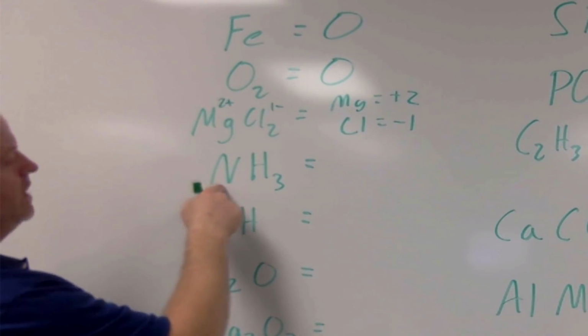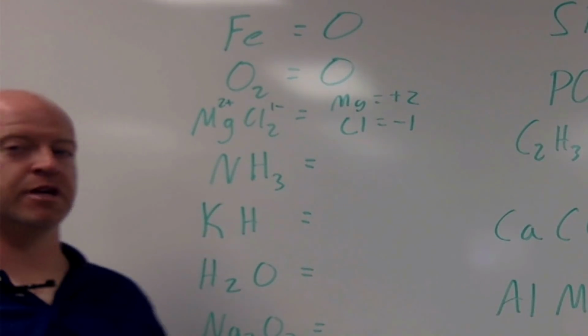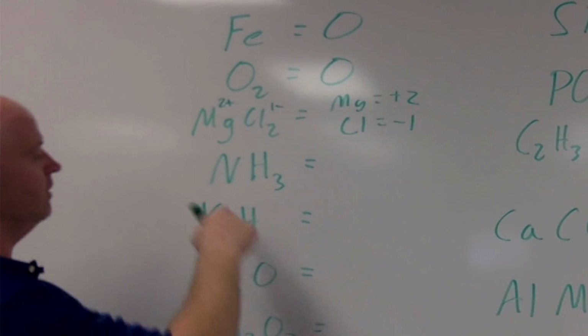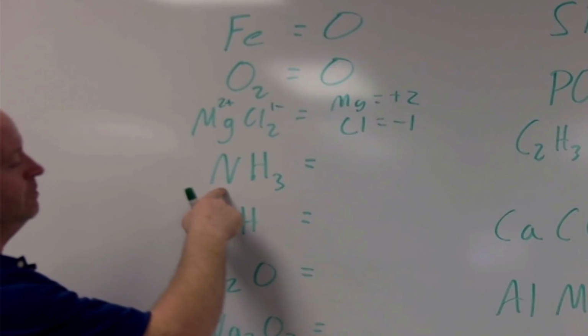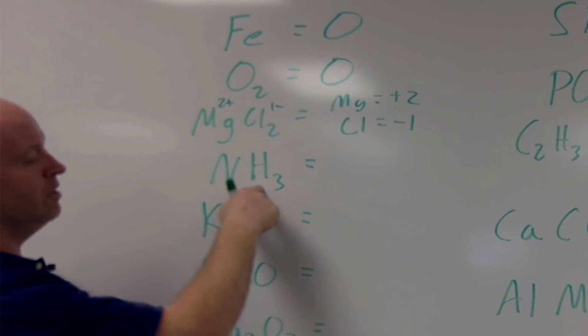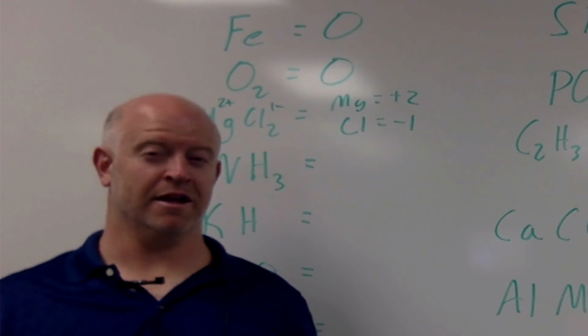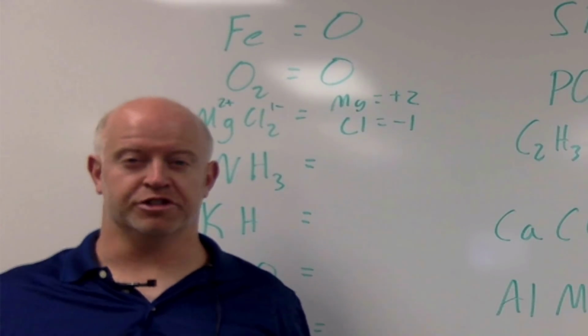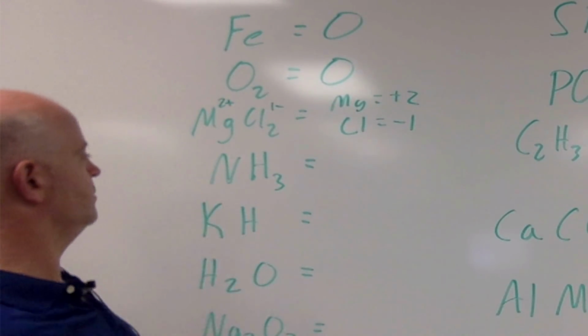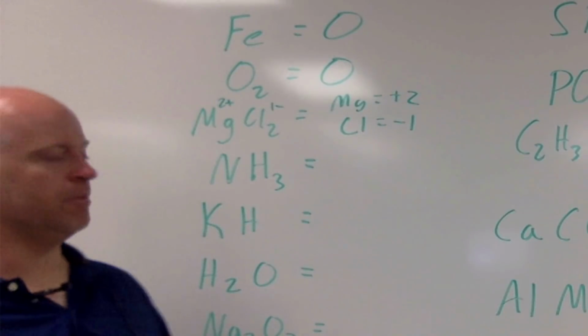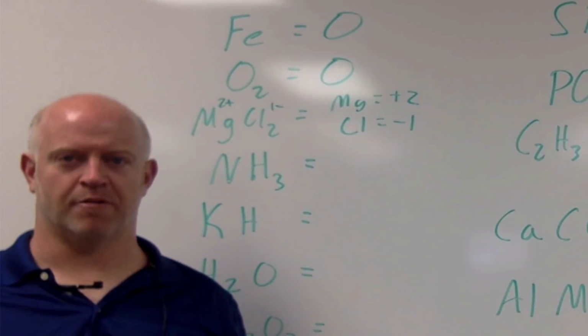Next one. So we have nitrogen and hydrogen. Here's the first time we get something kind of unique, where we have nitrogen, which is a non-metal, and hydrogen, which is a non-metal. So these are covalently bonded. This is ammonia. There are no charges here. So we can't say this is going to be a -3 and this is going to be a -1. It doesn't work out by charge.